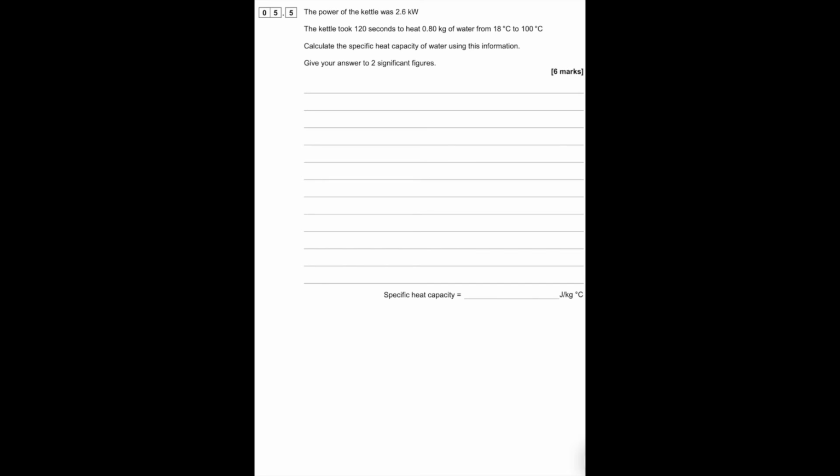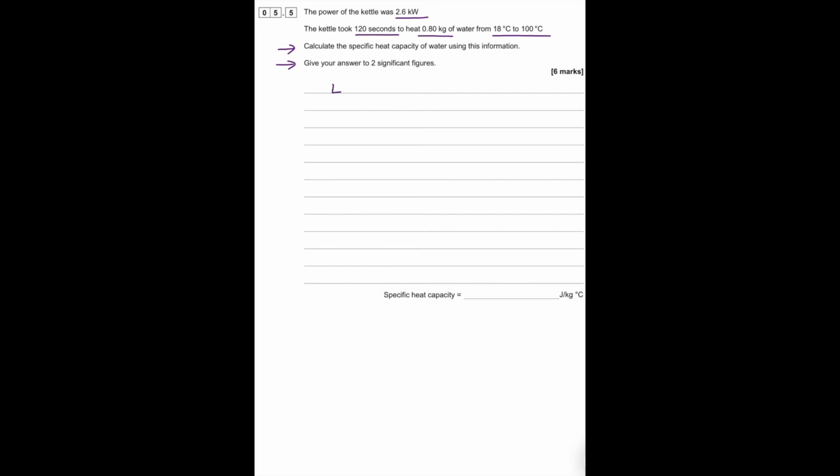The power of the kettle is 2.6 kilowatts. The kettle took 120 seconds to heat 0.8 kilograms of water from 18 degrees Celsius to 100 degrees Celsius. Calculate the specific heat capacity of the water using this information and give your answer to two significant figures.